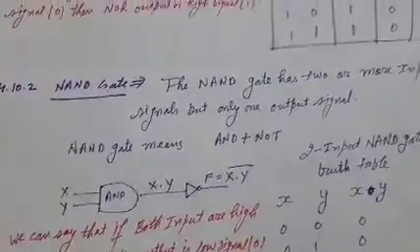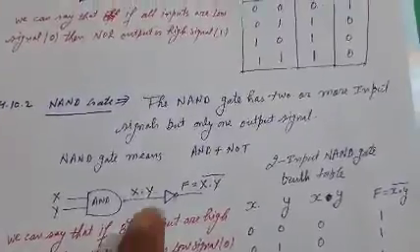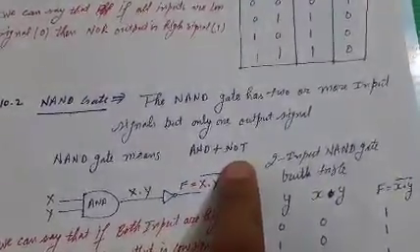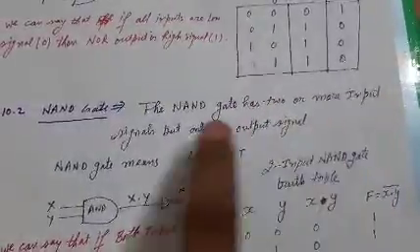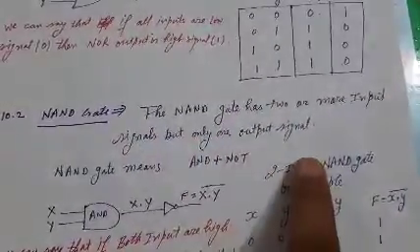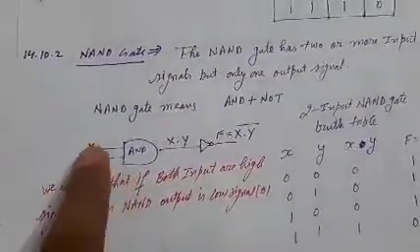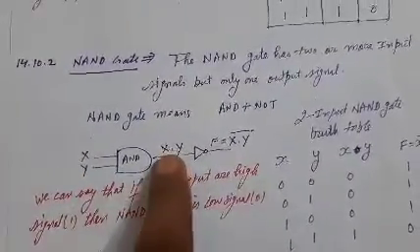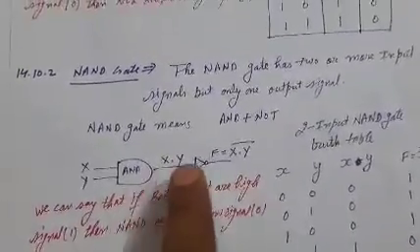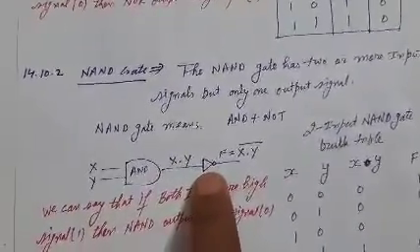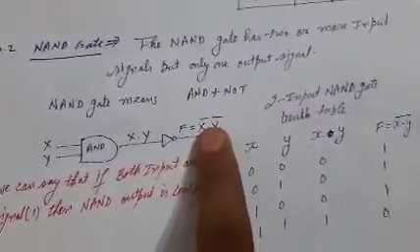Next is the NAND gate. NAND gate is the combination of AND plus NOT. NAND gate also has two or more input signals but only one output signal. In the logical gate AND, X and Y are the inputs, so the output is X dot Y. AND means multiplication. Then we apply the NOT operator. The function is the complement of this, (X dot Y) complement.